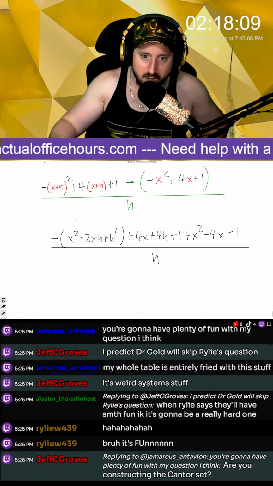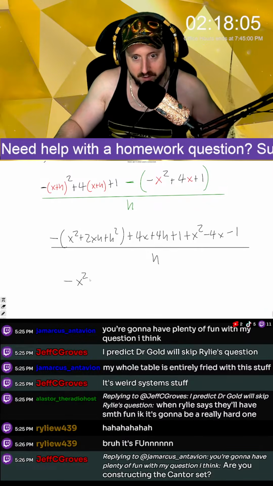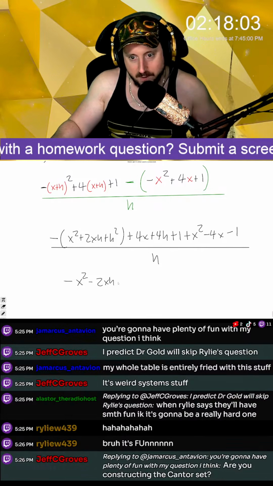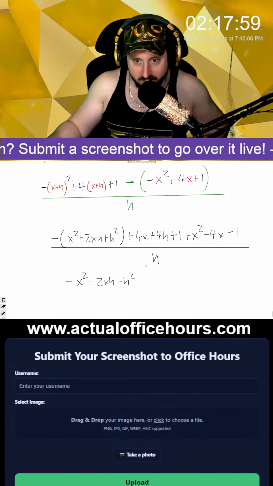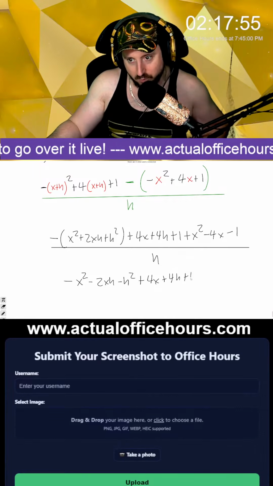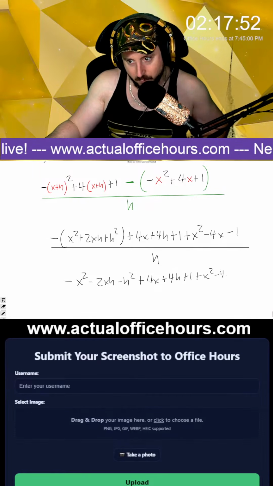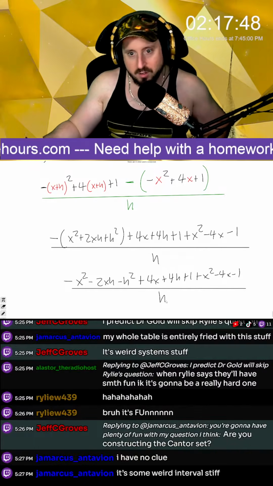Okay. Sometimes it'll help actually. Let's bring this minus sign inside all this stuff as well. Okay, so then I have negative x squared minus 2xh minus h squared, right? And then this is plus 4x plus 4h plus 1 plus x squared minus 4x minus 1, all over h. Now here's a cool thing.